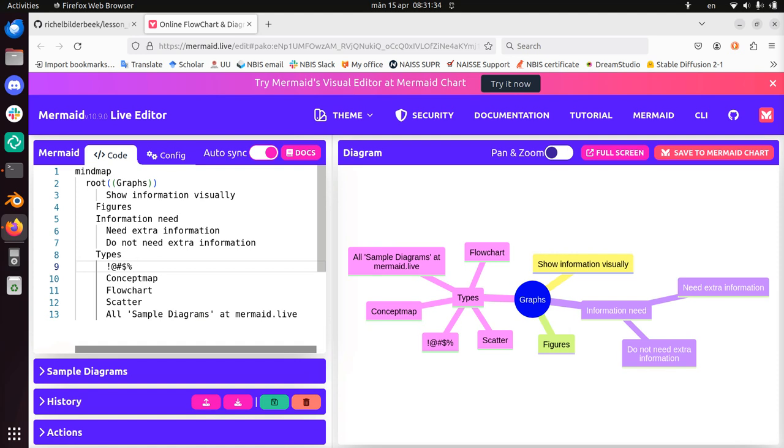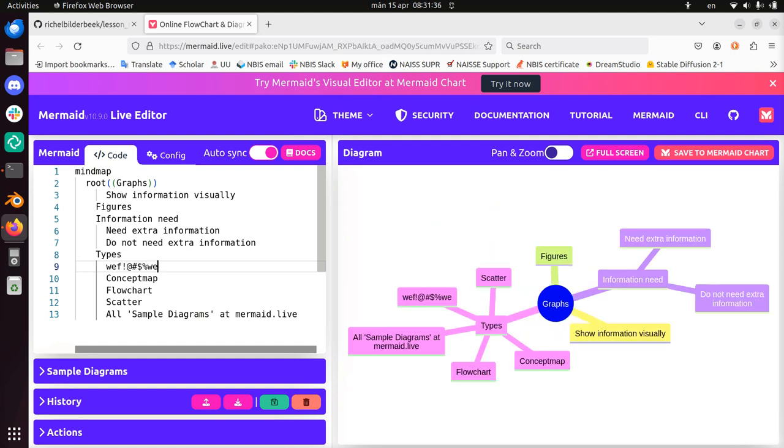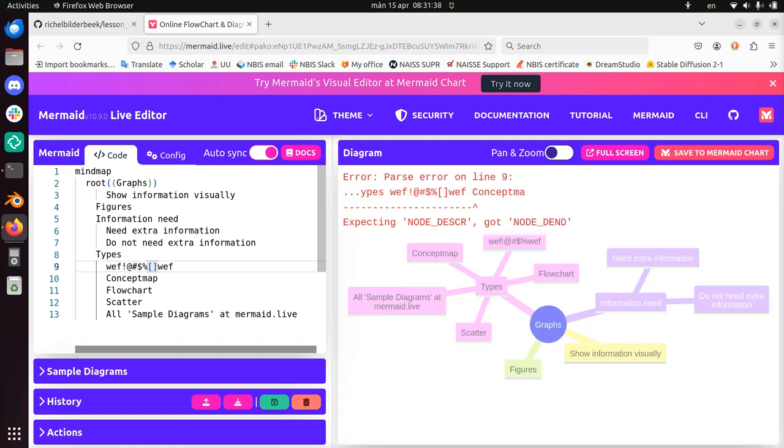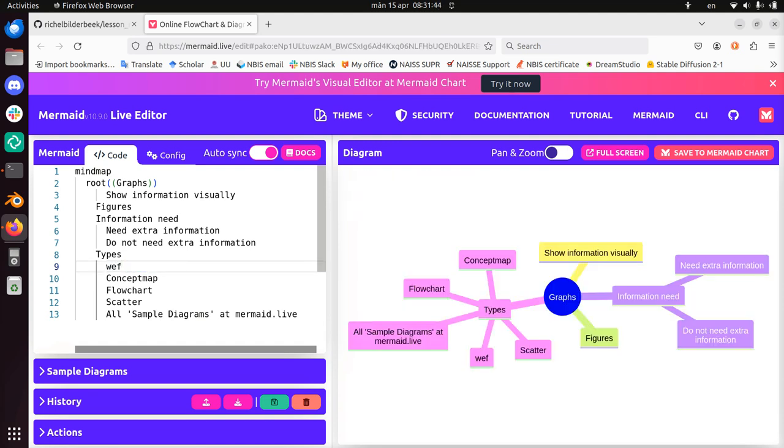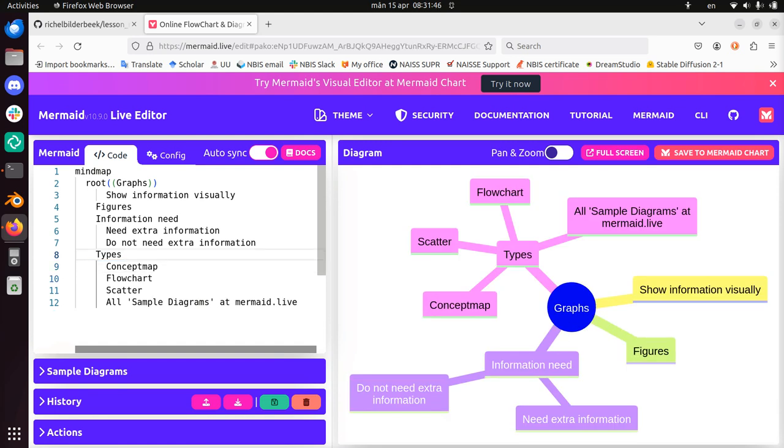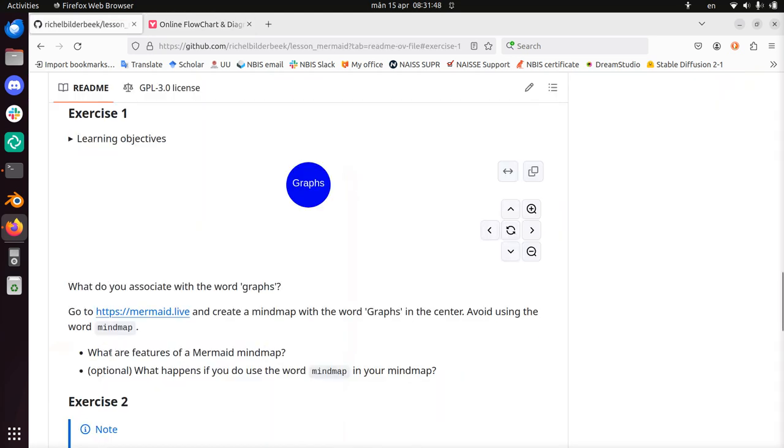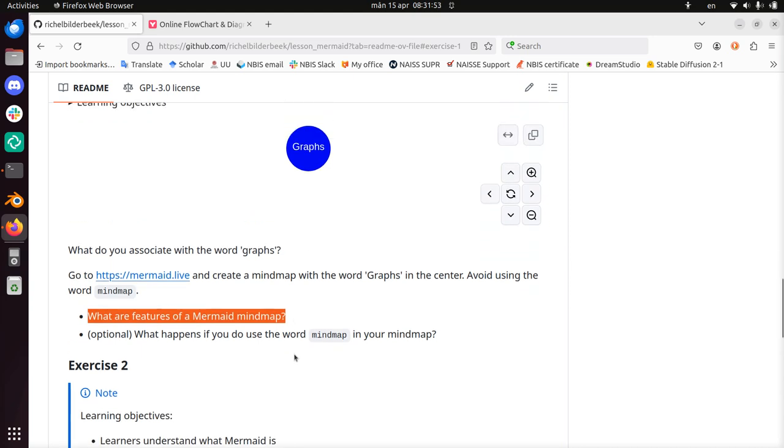Let's do something like this. Tick, tick. Yeah, here. So square braces are forbidden, and there are some limitations there. All right, so that answers the first question. What are features of a Mermaid mind map? I think that it's easy to use. You use indentation for the structure.